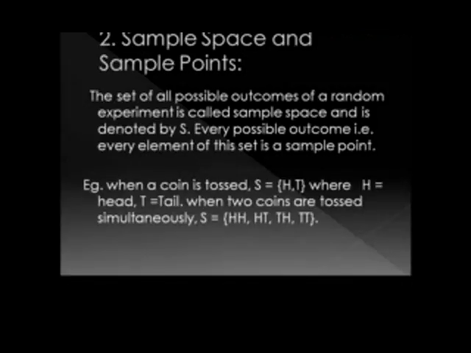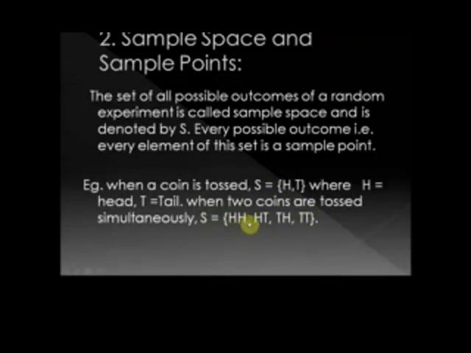Now when two coins are tossed simultaneously, what are the outcomes? Either it could appear heads heads, or it could be head tail, or it could be tail head, or it could be tail tail. So these are the four possible outcomes, and the set of all these four outcomes is known as a sample space.